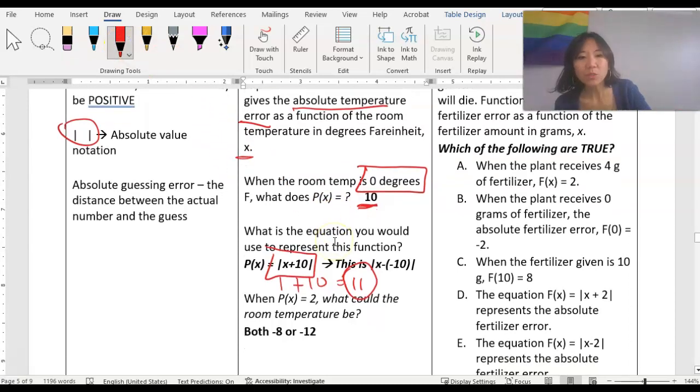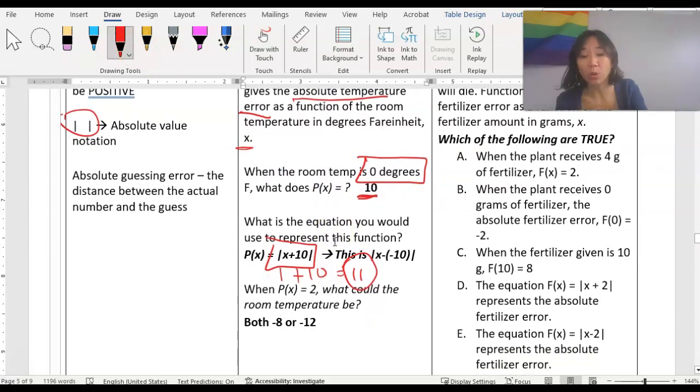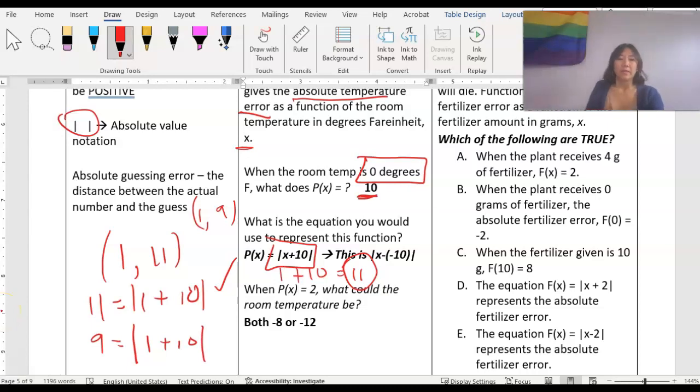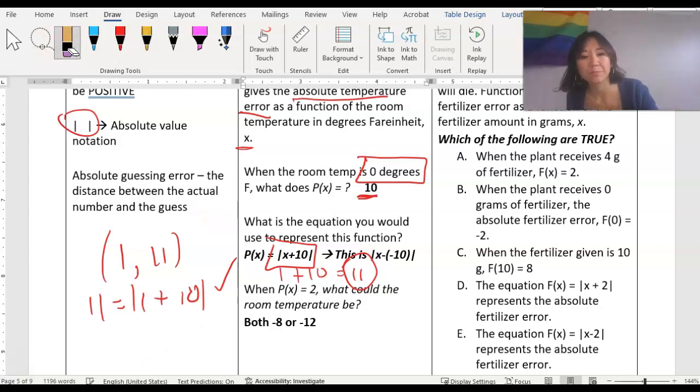So again, when you are doing these, if you're not sure which function works, try a point that you know exists. So 1, 11 would be one of our absolute value points because if it's 1 degree, it's 11 degrees away from the temperature it should be. And so if you plug that in and it works, then you know you've done it correctly. So I plug this in, I get 11 equals 1 plus 10. That is true. If I were to plug in a different value, so if I plugged in 1, 9, for example, and I said 9 equals absolute value of 1 plus 10, right? Then you know that there's something going to be off there, okay? So test a point that you know works.